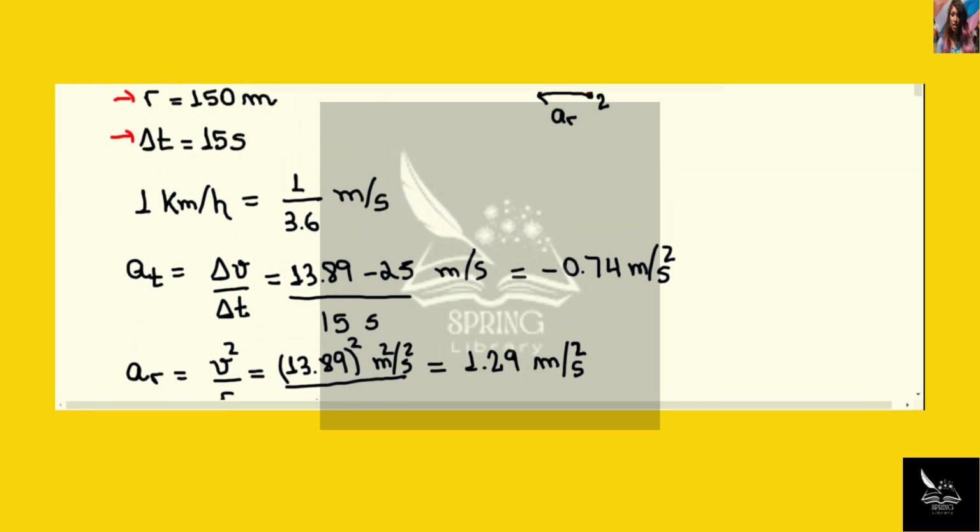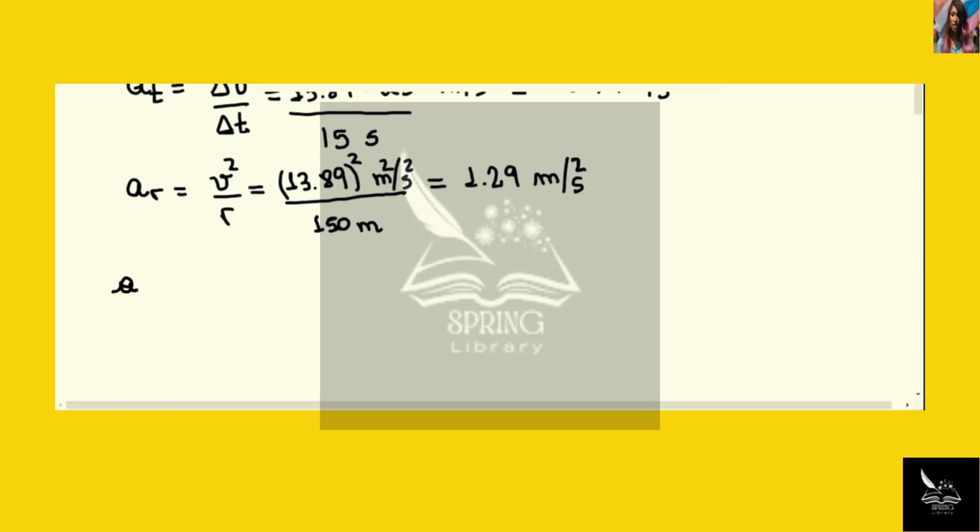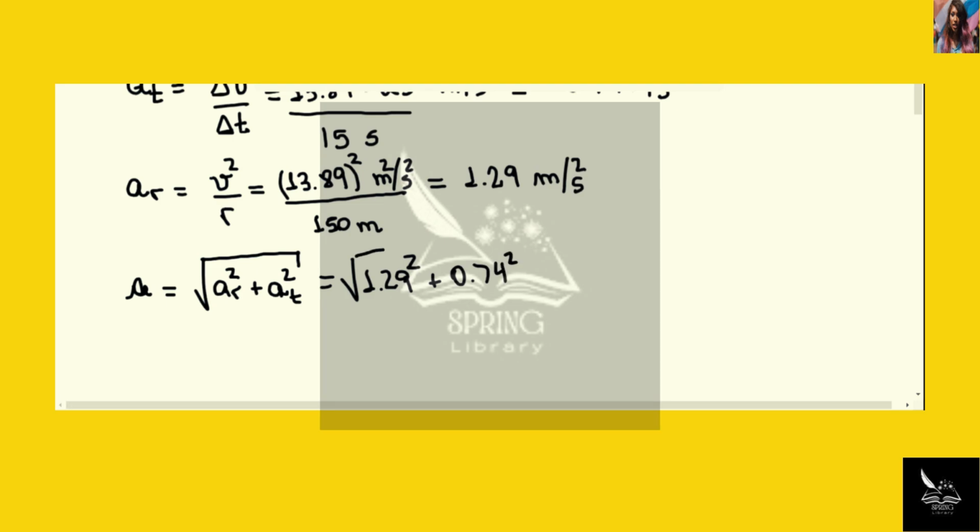Since both of them are perpendicular to one another, the acceleration is just the square root of the radial acceleration squared plus the tangential acceleration squared. So this is the square root of 1.29 squared plus 0.74 squared, which is 1.48 meters per second squared. That's the magnitude of the acceleration.